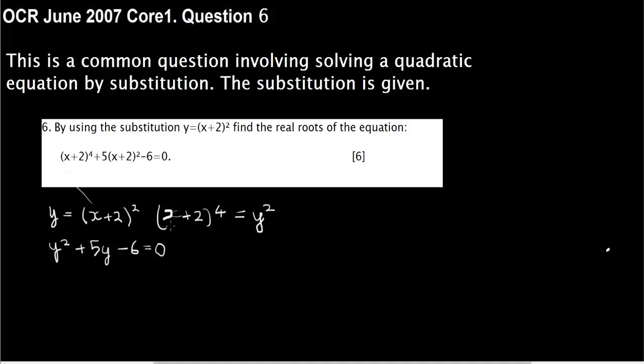So we've used that substitution to reason that if y equals x plus 2 all squared, then x plus 2 all squared, which is y squared, is x plus 2 to the 4. And then we've got 5 times y, which is x plus 2 all squared, minus 6 equals 0. Now you'll find in actual exam questions of this type that generally this will factorise.